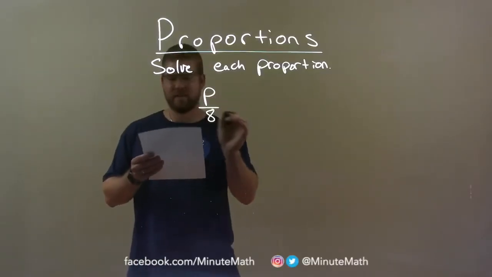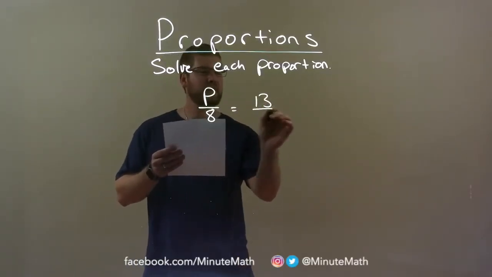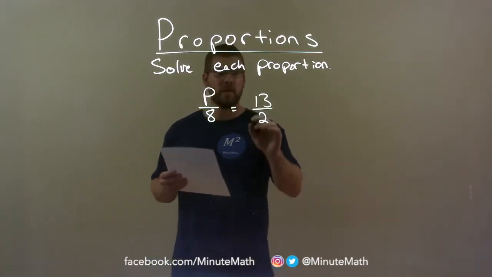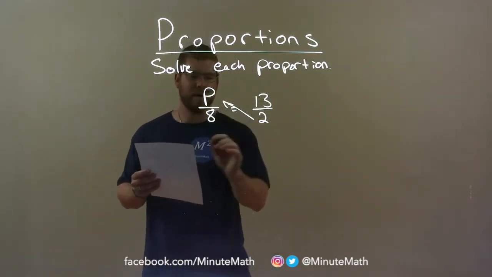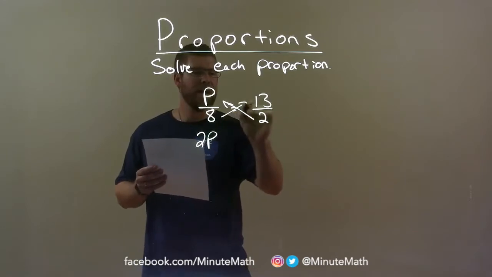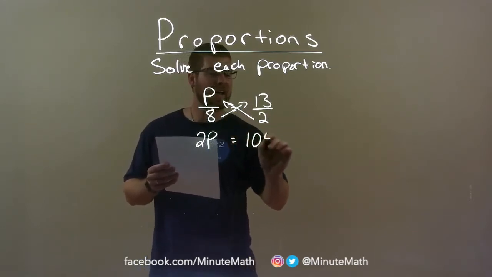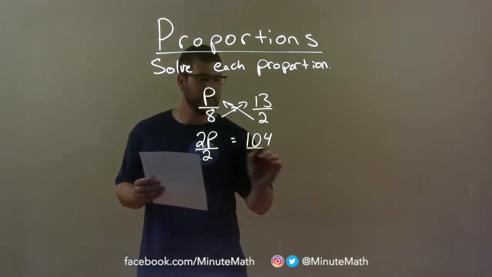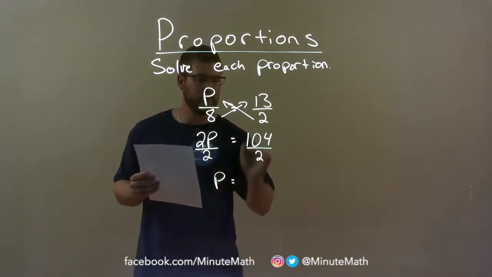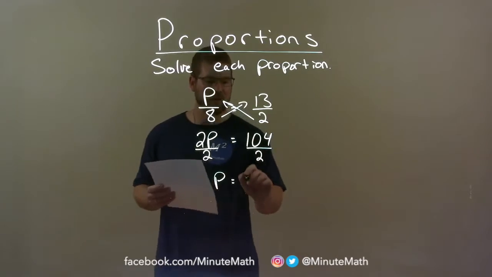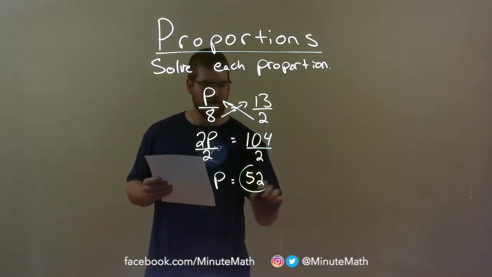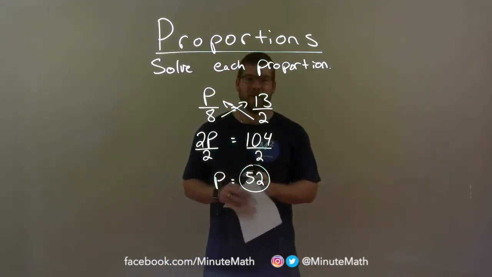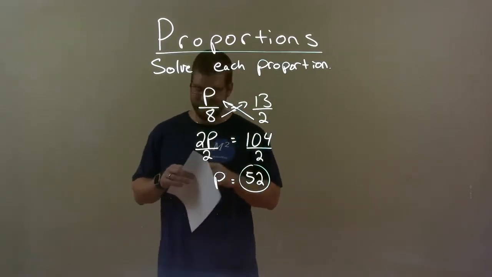p over 8 equals 13 over 2. First thing, I want to cross multiply. p times 2 is 2p, and 8 times 13 is 104. Okay. Now from there, to get p by itself, I divide both sides by 2. p is here by itself. 104 divided by 2 is 52. And so 52 is just our final answer. Ironically, p equals 52.